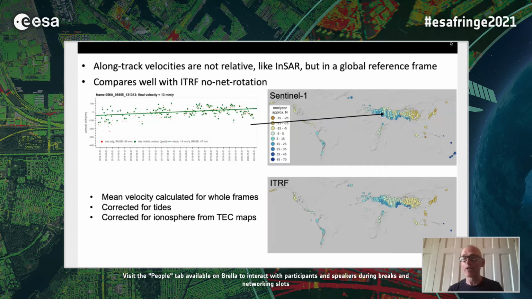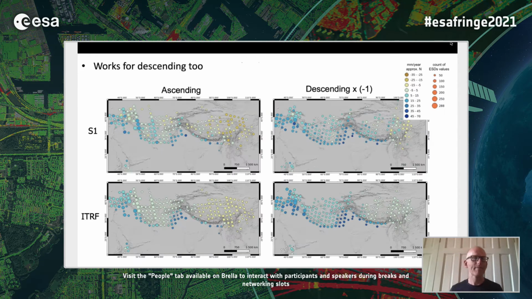And yeah, what you can see overall, there's a very nice correlation between the two. So our data are actually matching ITRF very nicely. Just to reinforce the point, these are just direct measurements. We haven't had to do any re-referencing or anything like that. These are just what comes out of estimating the along-track motions given the orbits data.